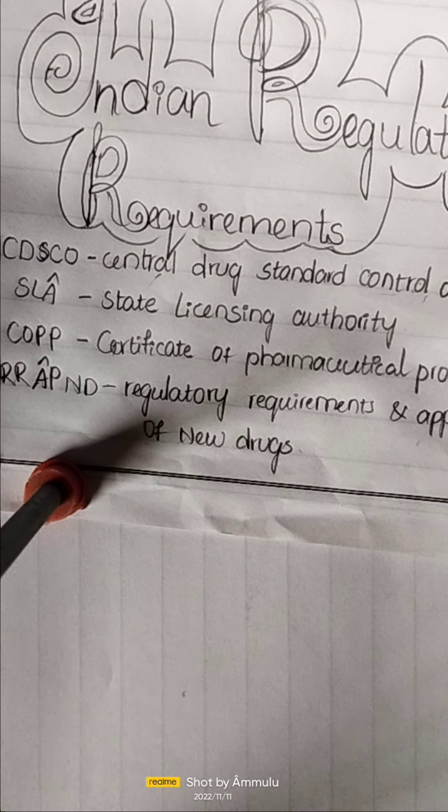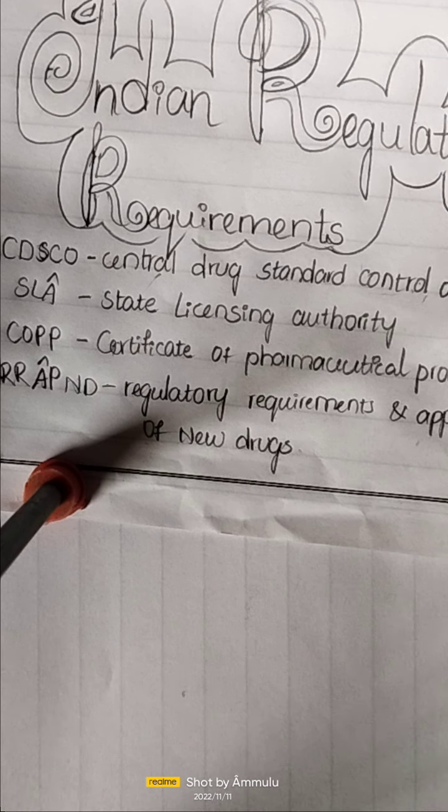Now we are going into the topic. Before going into the certificate of pharmaceutical product, we have to know about the Drug Controller General of India. The Drug Controller General of India is the apex body in the pharma industry which governs the approval, clinical trials and bioequivalence studies of marketing permissions in India.